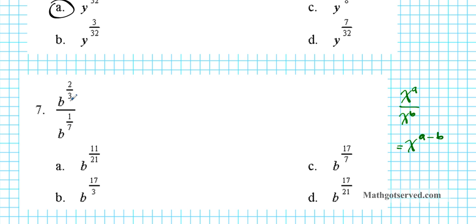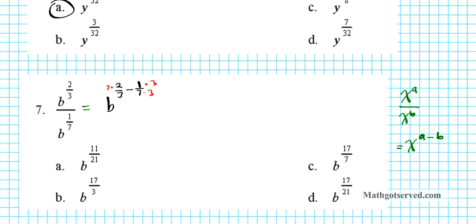That's the situation we have here. The bases are the same, so we're going to have to subtract the powers. So this is going to be b raised to the 2/3 minus 1/7. Okay, now how do we resolve this difference of fractions in the exponent? Let's find the LCD. The LCD of 3 and 7 is 21. Alright, so to make this into 21, I have to multiply the numerator and denominator by 3.